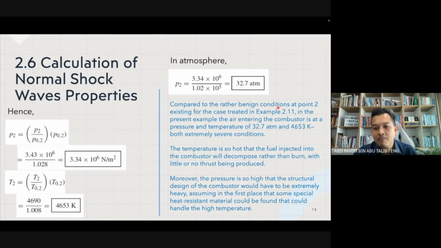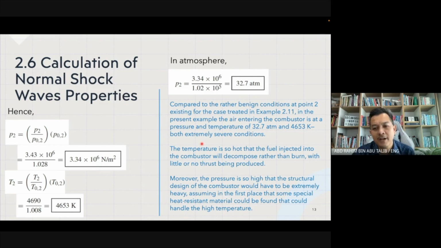which is considerably very high compared to the rather benign conditions at point 2. So it's not existing for the case treated in example 2.11, right? So in the present example, the air entering the combustor is at the pressure and temperature of 32.7 atm and 4653 Kelvin, which are both extremely severe conditions.